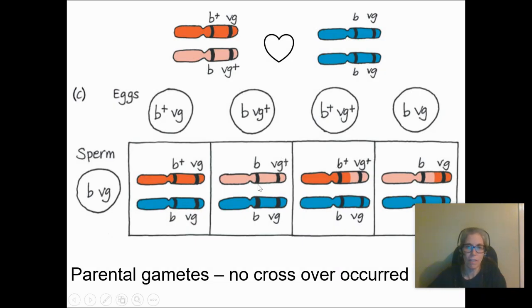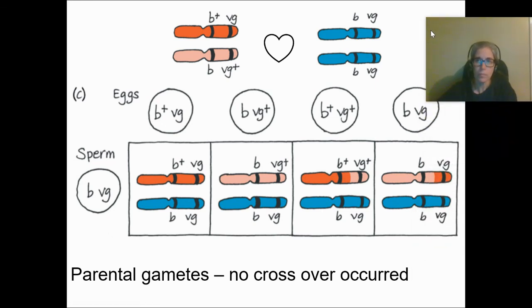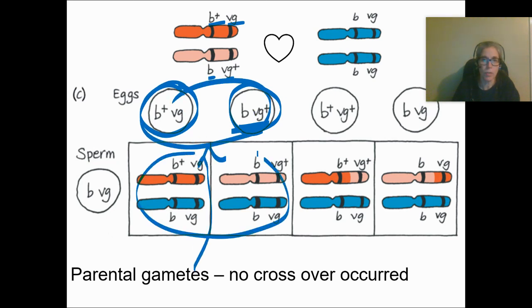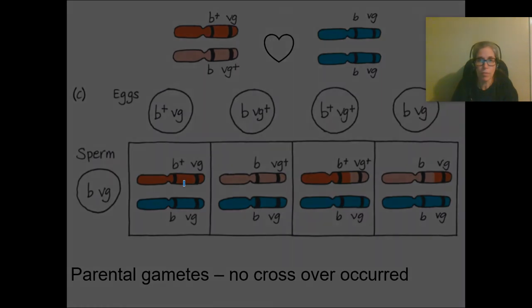So let's define that. Parental type gametes are gametes that were made with no crossover. So this one required no crossover. The parent had the B plus and the VG on the same chromosome. This one requires no crossover. The B and the VG plus were on the same chromosome. So these are your parental gametes that make the parental type babies.